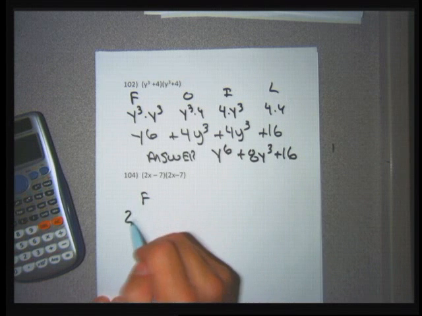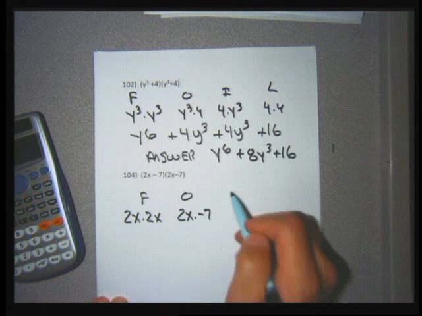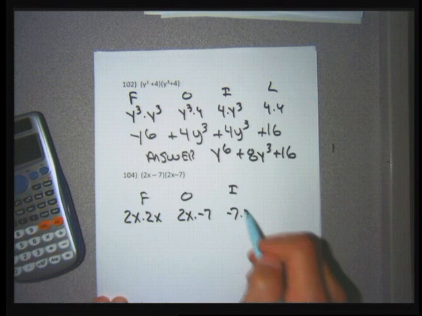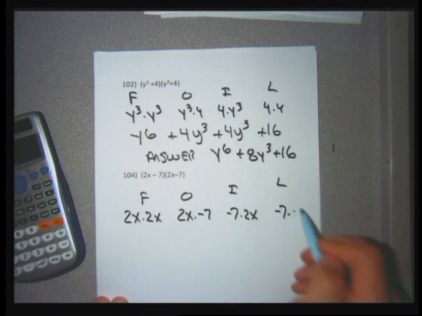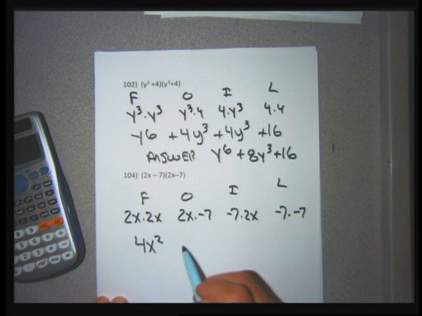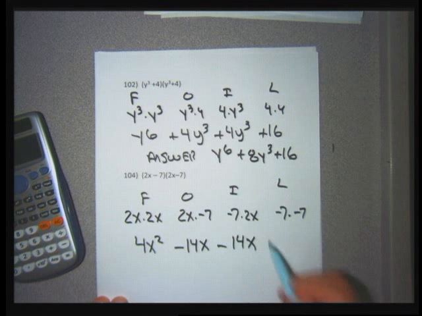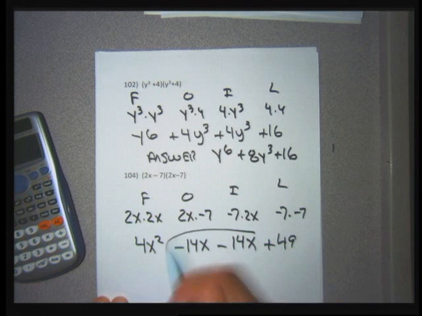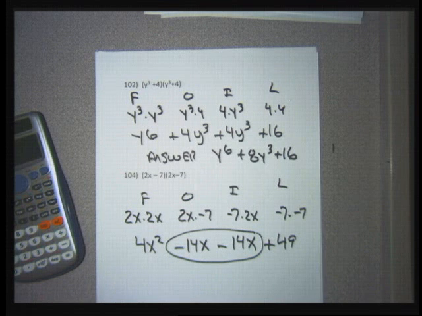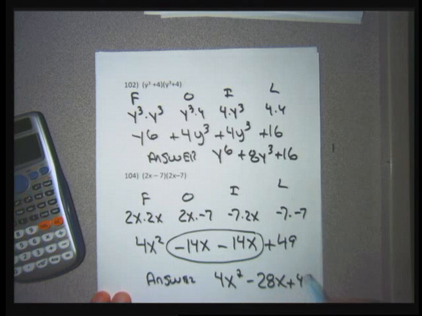104. Firsts, 2x times 2x. Outers, 2x times minus 7. Inners, minus 7 times 2x. Lasts, minus 7 times minus 7. Firsts are 4x squared. Outers are minus 14x. Inners are minus 14x. Lasts are plus 49. The outers and the inners have the same sign, so I add the numbers and keep the sign. For my answer, I'm going to get 4x squared minus 28x plus 49.